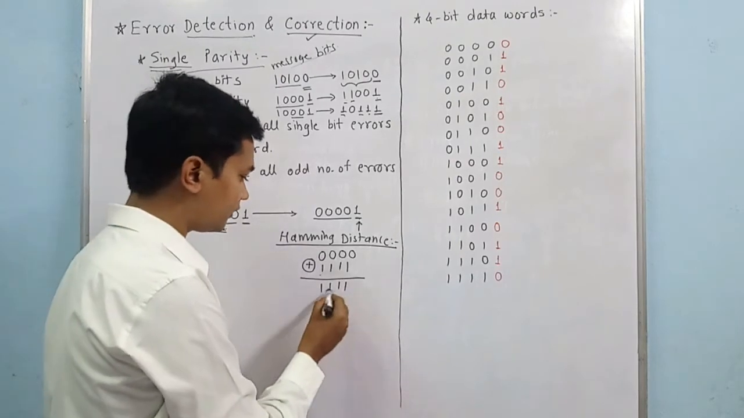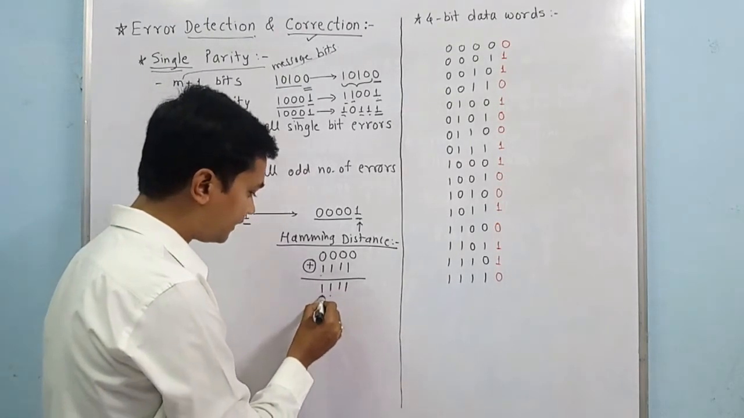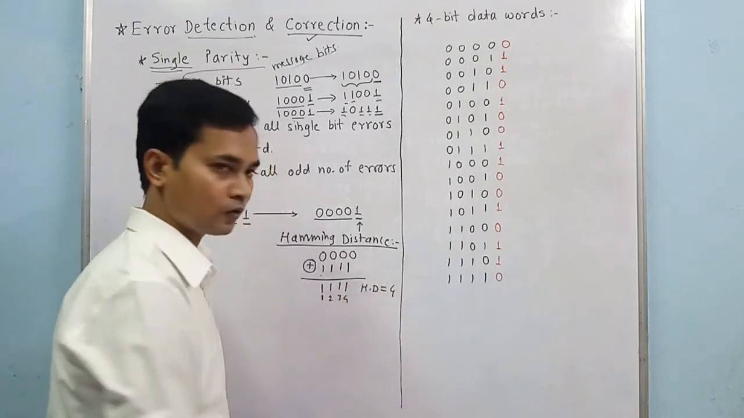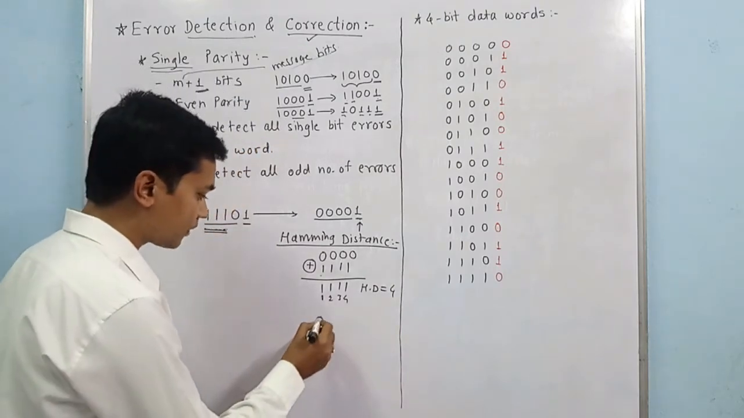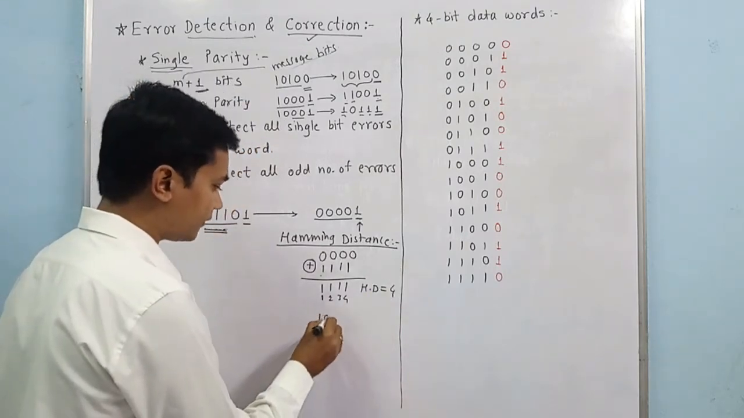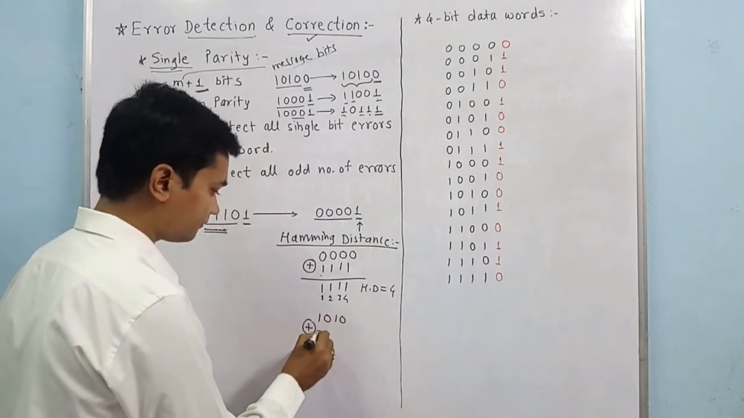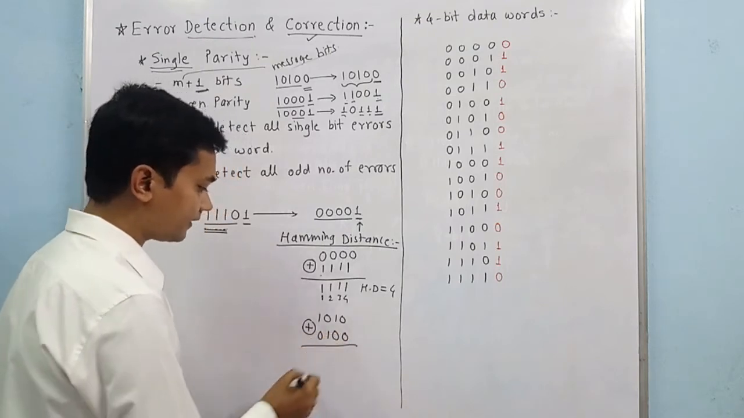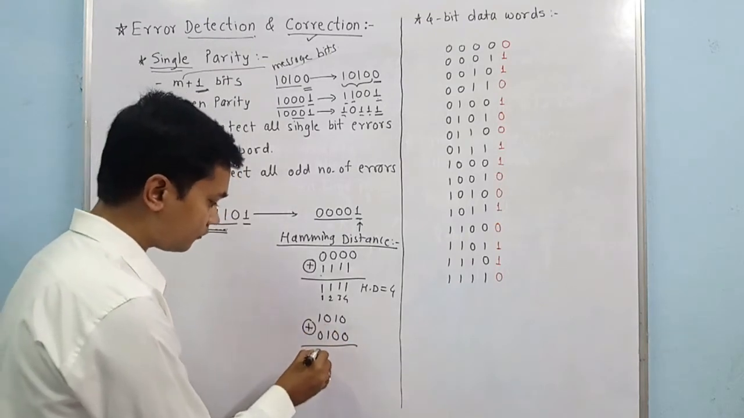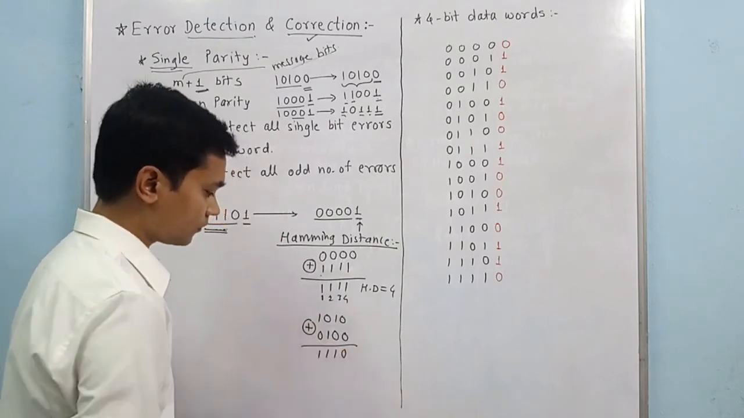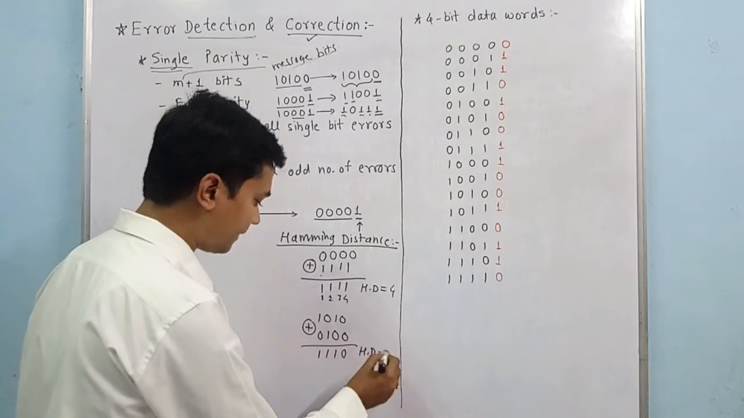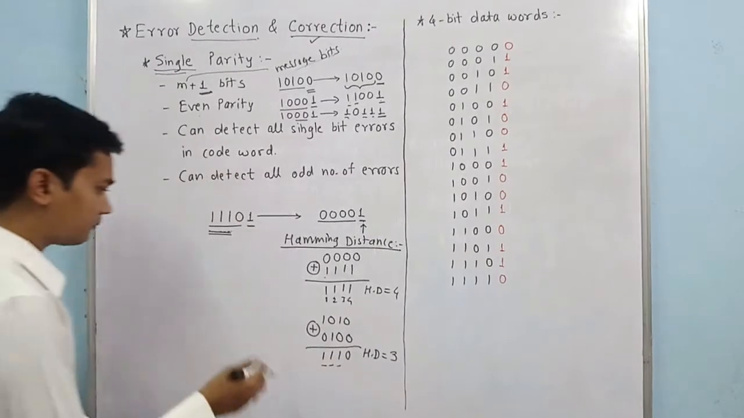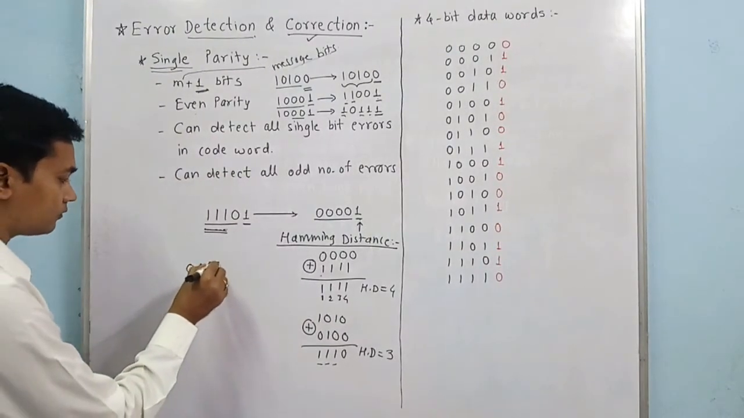So in this case, how many ones are available here? 1, 2, 3, 4. So the Hamming distance will be 4. Now consider any two examples: 1 0 1 0 XOR with 0 1 0 0. What will be the result? 1 1 1 0. So in this case the Hamming distance will be 3, because there are 3 logic ones available.